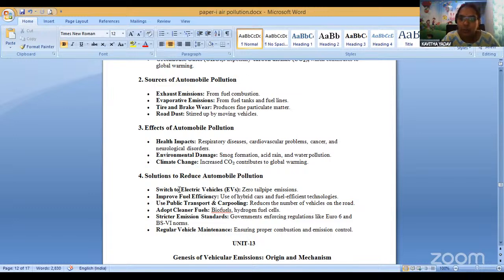Then coming to the fourth one, solutions to reduce automobile pollution. Switch to electric vehicles, with zero tailpipe emissions. That is the first one. Improve fuel efficiency, using hybrid cars and fuel efficiency technologies. Use public transport and carpooling to reduce the number of vehicles on the road. Adopt cleaner fuels, biofuels, hydrogen fuel cells, and stricter emission standards, with the government enforcing regulations like Euro 6 and BS 14.